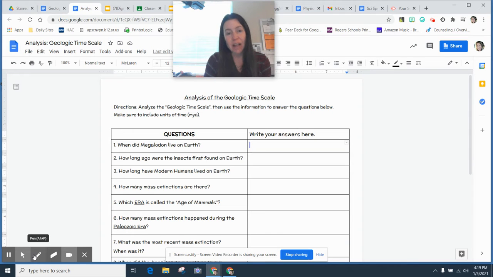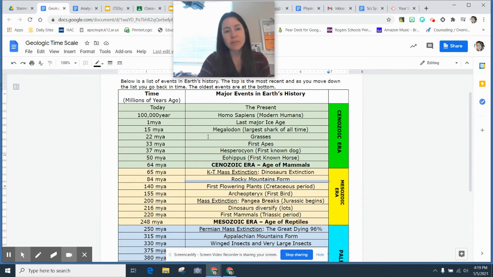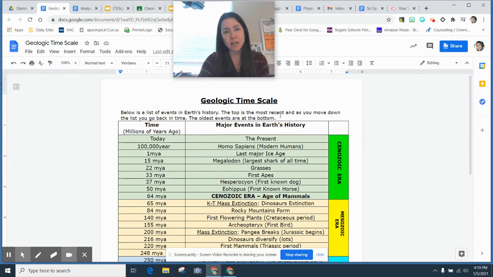In this assignment, you're going to analyze the geologic timescale and then use the information to answer the questions below. So I want to take a few minutes to look at the geologic timescale together. Essentially, the geologic timescale is a timeline of key events in Earth's history.